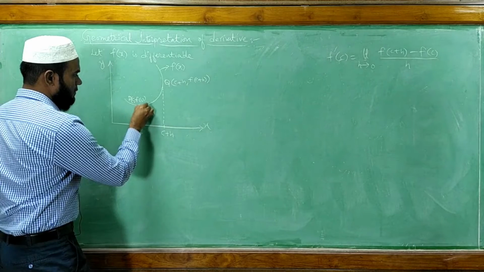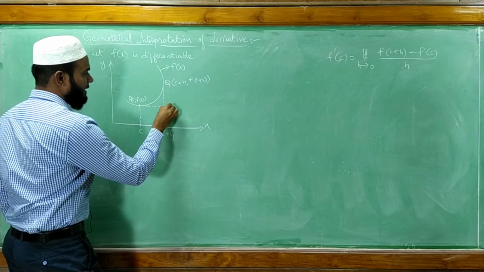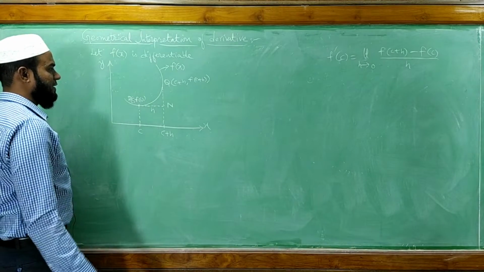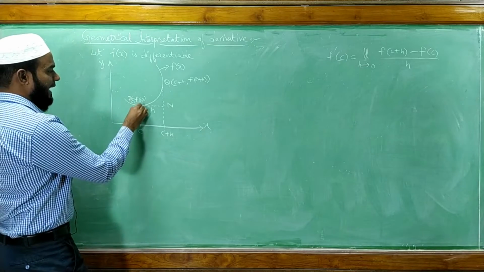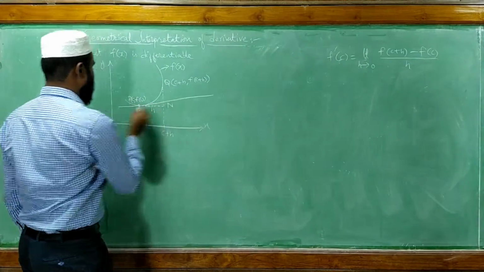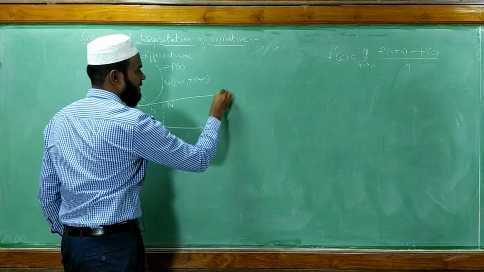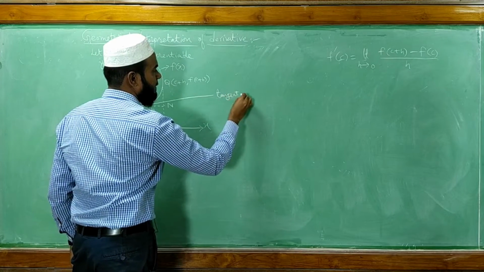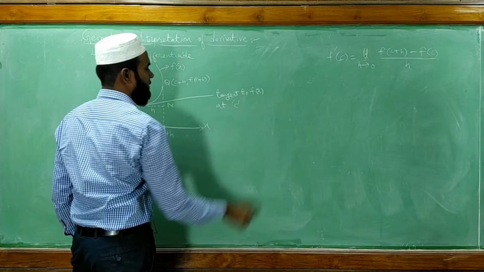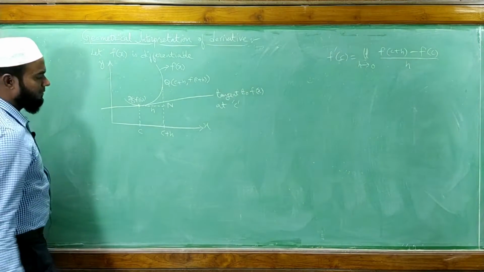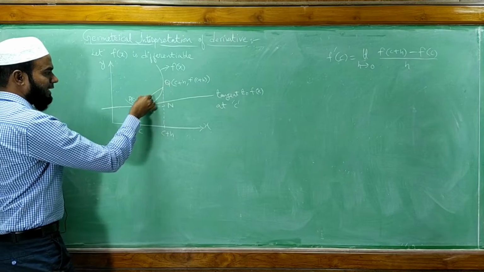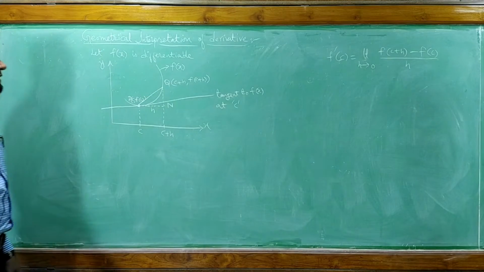Then this point, let this point be N. Then this distance is given by h, right? This distance is given by h, and the tangent at this point is given by like this. So this is the tangent. This is the tangent to f of x at which point? At c. Tangent to f of x at c, right? Further I'm connecting these 2 points, P and Q. Then I'll get a line like this, right?